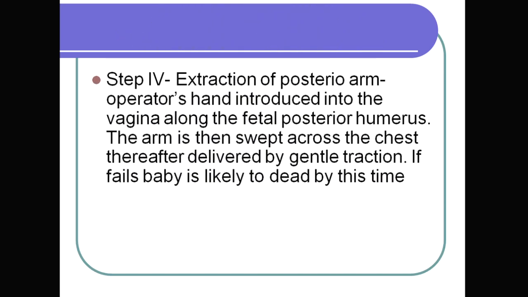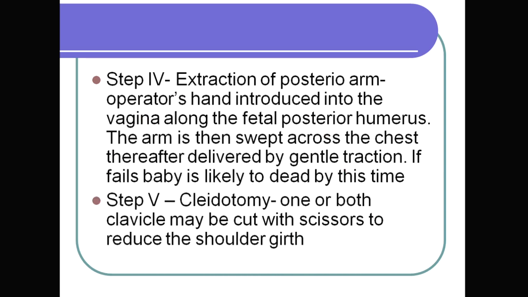Step 4: extraction of the posterior arm. The operator's hand is introduced into the vagina along with the fetal posterior humerus. The arm is then swept across the chest and thereafter delivered by gentle traction. If this fails, the baby is likely to be dead by this time. Step 5: cleidotomy. One or both clavicles may be cut with scissors to reduce the shoulder grip.